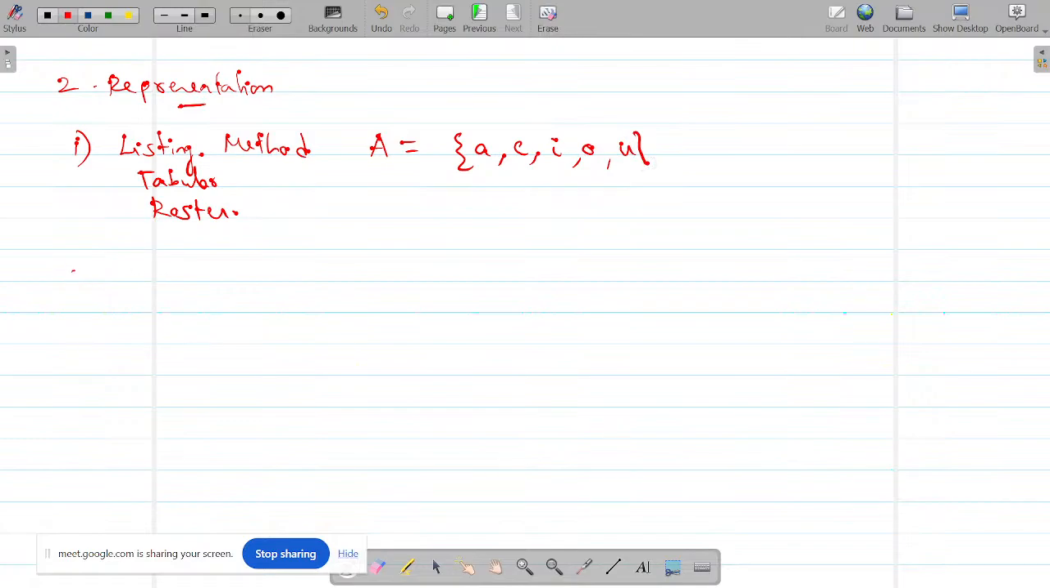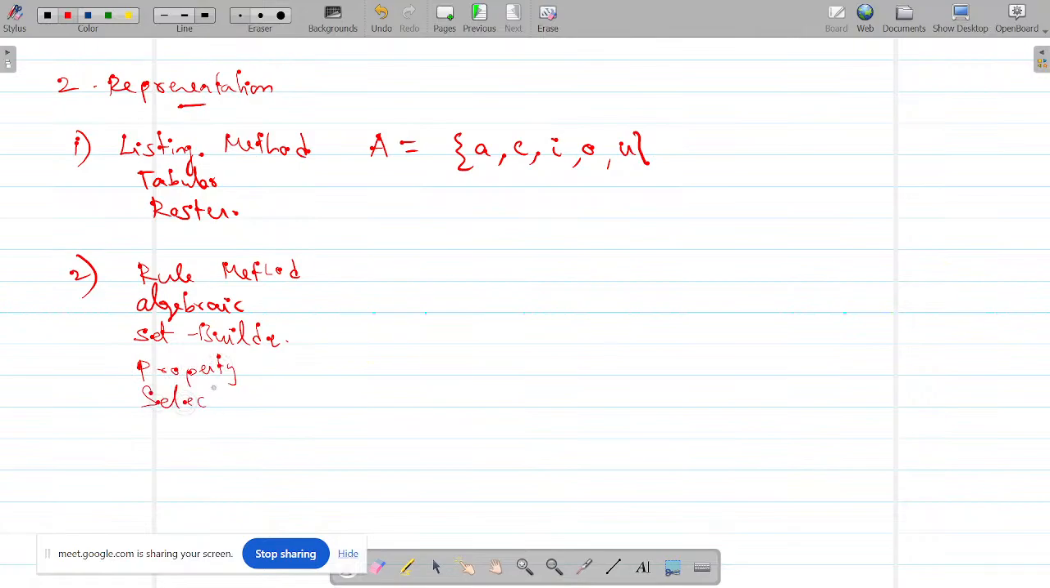Second method, we'll define by a rule. So it's given as rule method, because of that rule only, we'll pick the elements. Can be done with the help of algebraic expressions, so you can take it as algebraic method. Okay, the different names. It's also called set builder method, or property method, or selection method. See, we have so many alternate terms. You can call this rule method or algebraic method or set builder method or property method or selection method, where we'll actually define the rule.